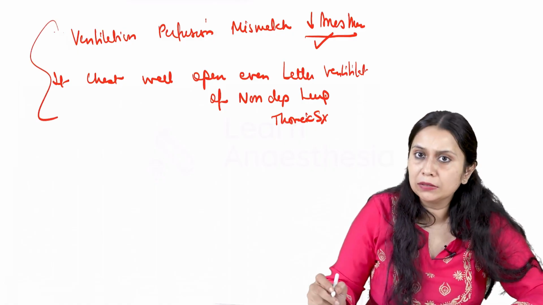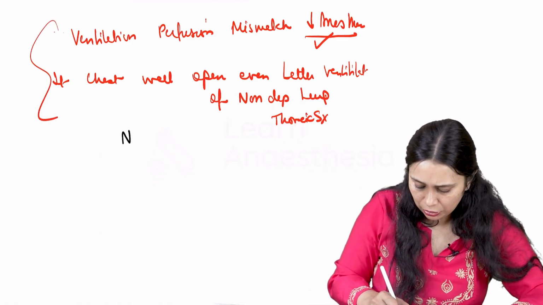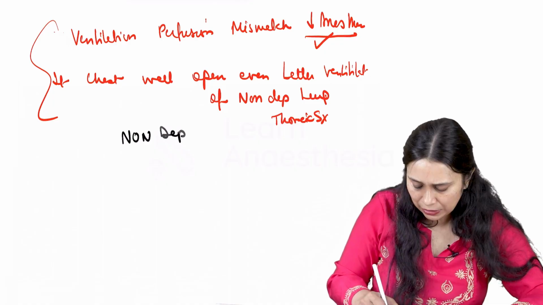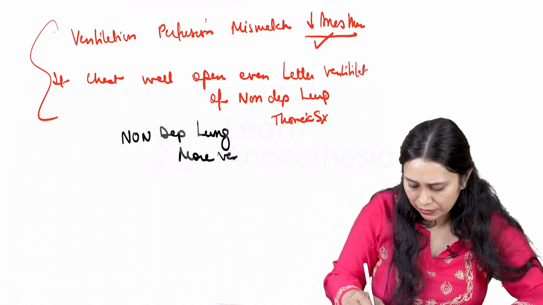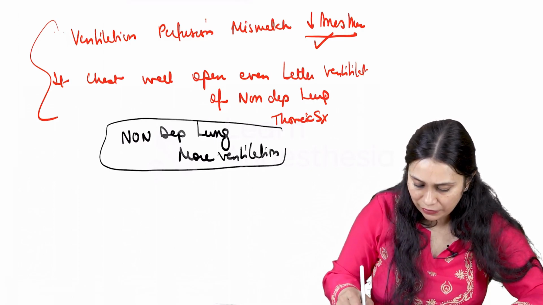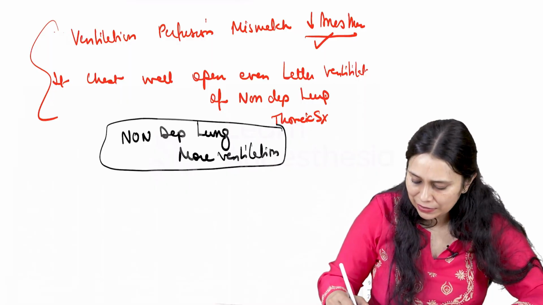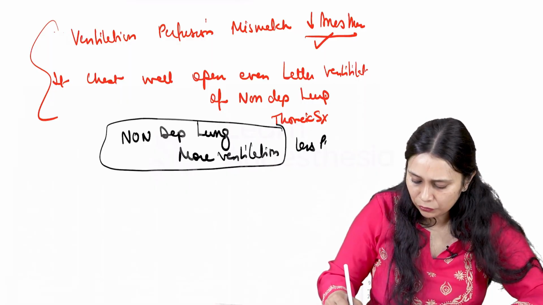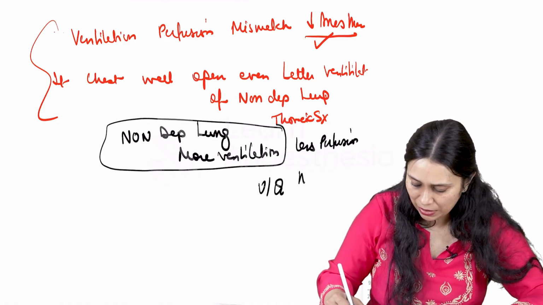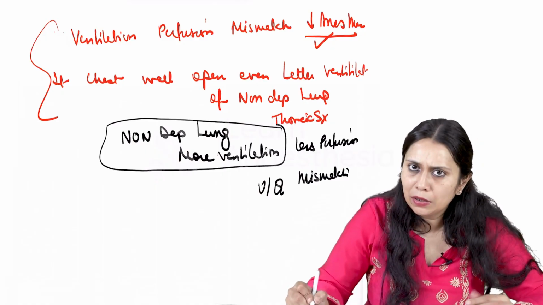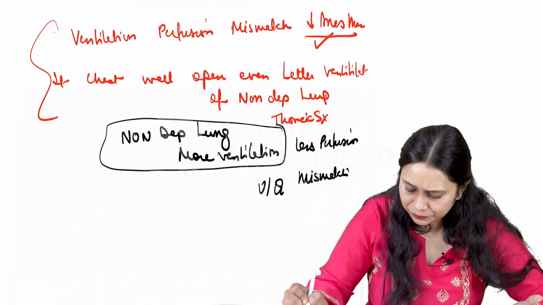So anyhow, under anesthesia and during thoracic surgery, the top lung is getting more ventilation. The non-dependent lung is getting more ventilation, and it is getting less perfusion. So this would increase the VQ mismatch. This is one reason for increasing the VQ mismatch.